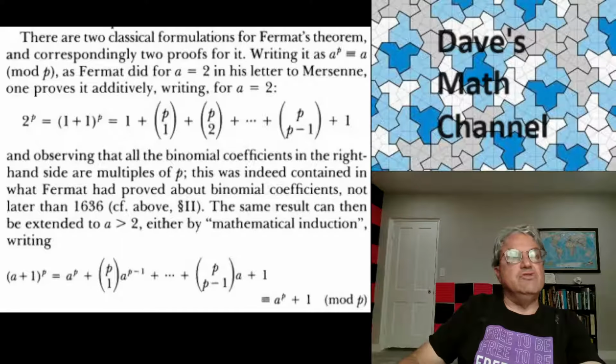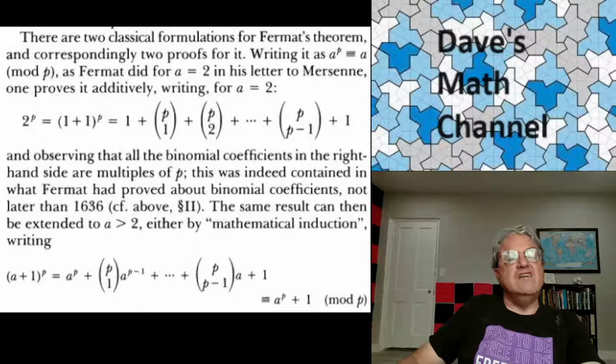There's a formula for the binomial coefficients. Like I said, this talk might be a little bit technical for you guys; I assume you know about binomial coefficients. Maybe I can give you an example. Suppose p was 5, then these numbers would be 1, 5, 10, 10, 5, and 1. And notice that all the coefficients in the middle are divisible by 5.